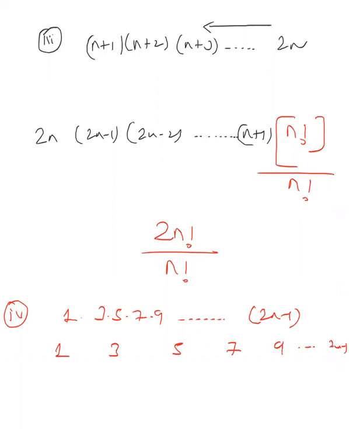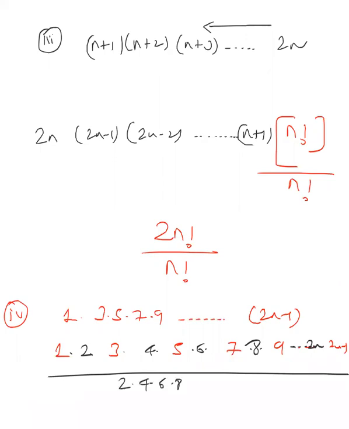So here you can introduce 2, 4, 6, 8, like that you can introduce. And you can divide also by 2, 4, 6, 8 up to 2n. Now numerator will become 2n, which will come last actually, not before. 2n will come after 2n minus 1. So numerator will become 2n factorial.